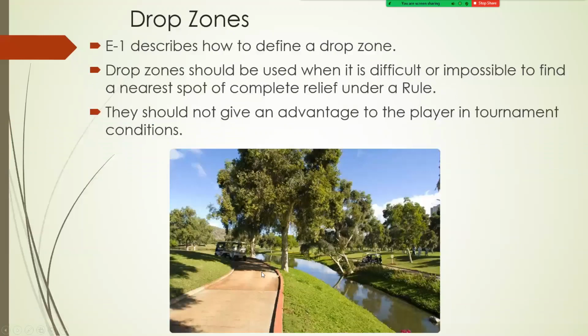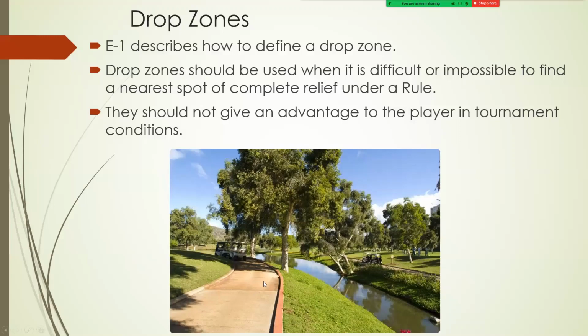Drop zones. Kind of talked about drop zones already. Model Local Rule E1 describes how to define a drop zone. They should be used when it's difficult or impossible to find a nearest spot of complete relief under a rule. And hopefully they don't give advantage to the player in tournament conditions.